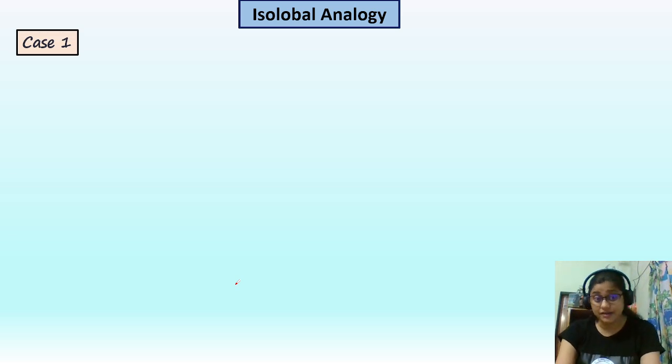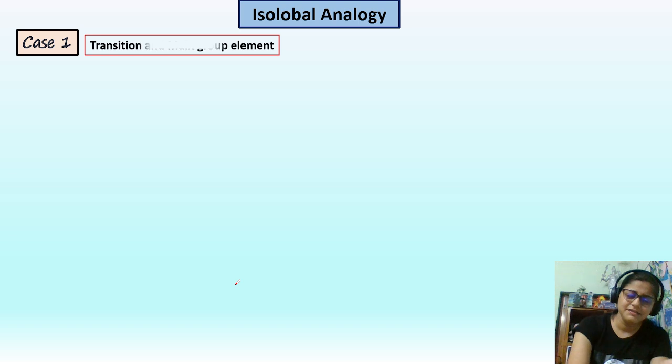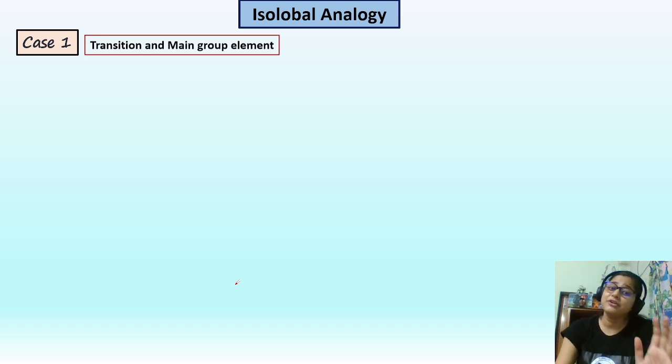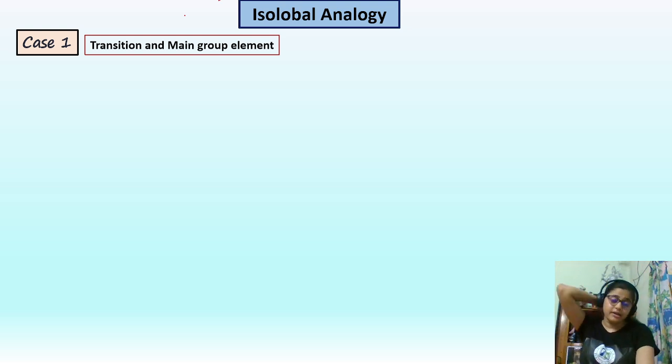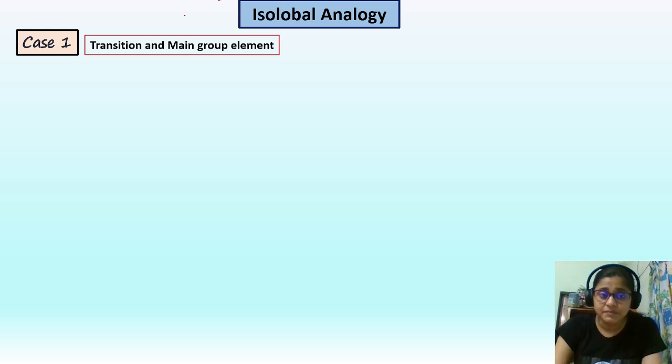Now coming to case 1. There are cases, right? So case 1, let's see: transition and main group element. So case 1 is transition versus main group. One compound or one fragment should have a transition metal in it and the other a main group element. So what I was saying in the definition, that we can relate organic and inorganic molecules, the same way it is given here.